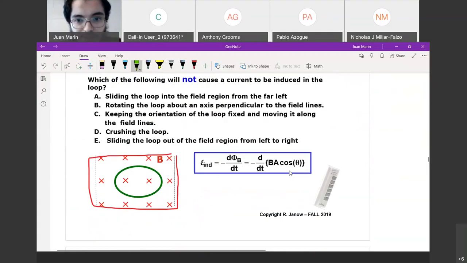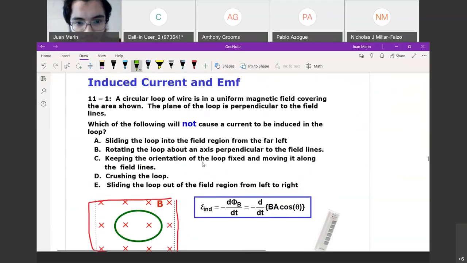Here's a question for you. Oh, somebody answered already. Okay, it's C. Why is it C? Fixed and moving it along the field lines. So why C? Why does this not cause an induced current? You have the magnetic field going into the page, and then you have the loop, and you move it along the field lines.